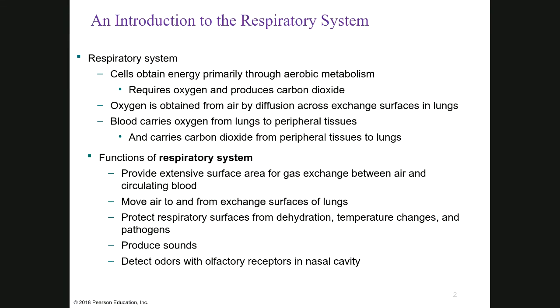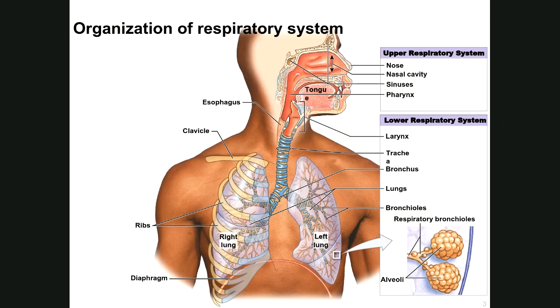So the upper respiratory system is made of the nose, nasal cavity, sinuses, and the pharynx. That's the upper respiratory system. We will go into detail on each structure. And the lower respiratory system is the larynx, trachea, and the lungs, right?